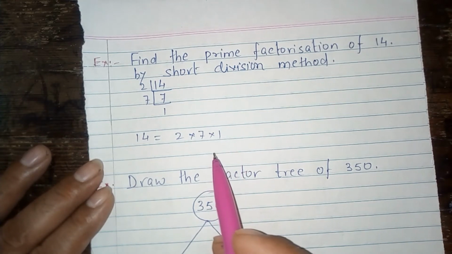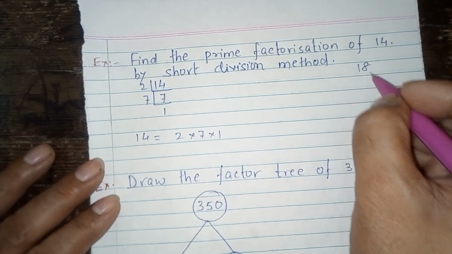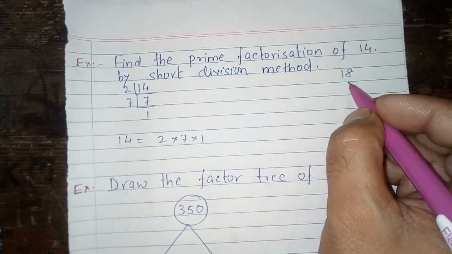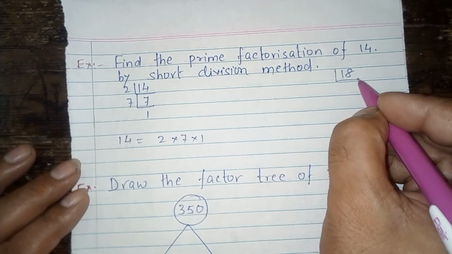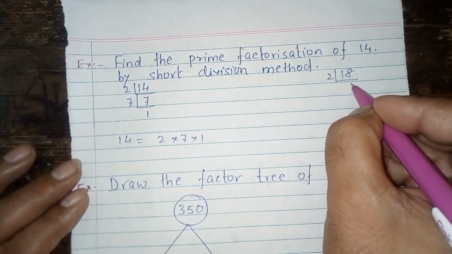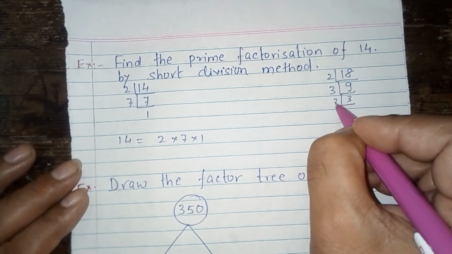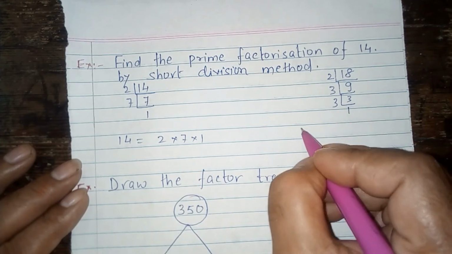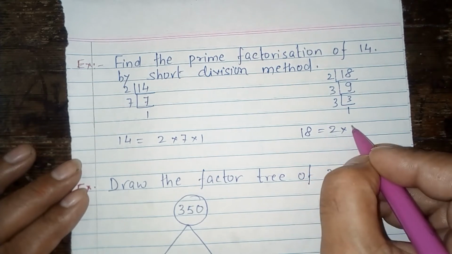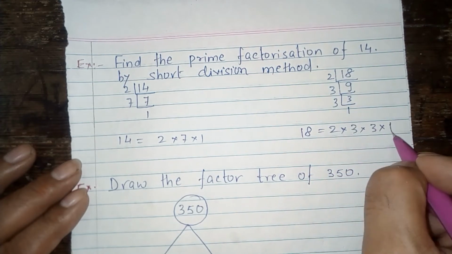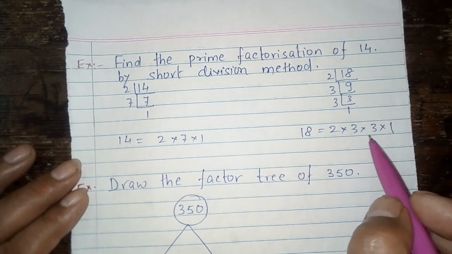Suppose you have one other number, 18. You will find out the prime factorization of 18. So what will you do? 18 divided by 2. 2 nines are 18, again 9: 3 threes are 9 and 3 ones are 3. So the prime factorization of 18 will be 2 into 3 into 3 into 1. It is the prime factorization of 18.